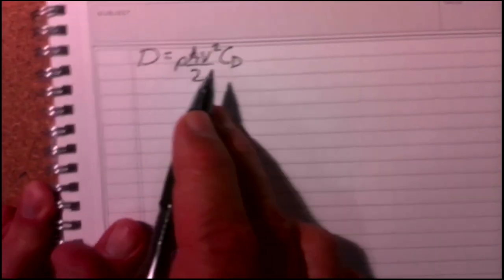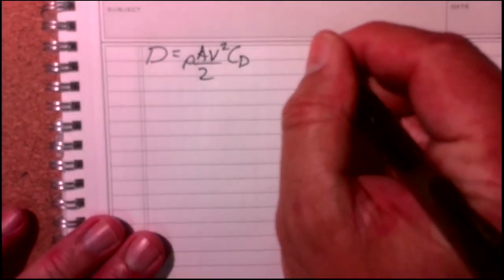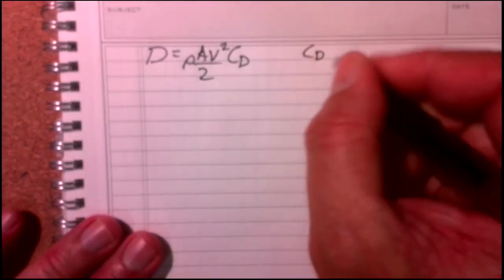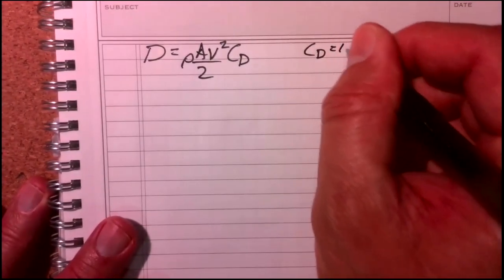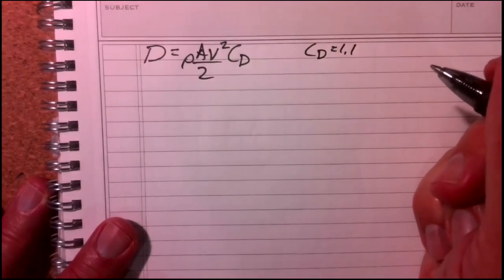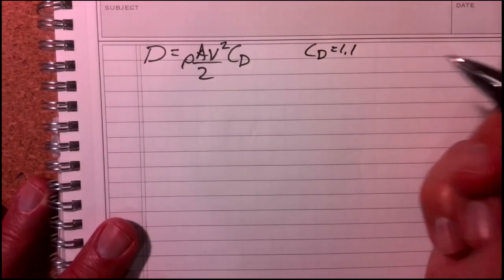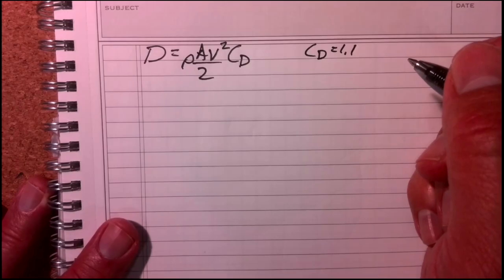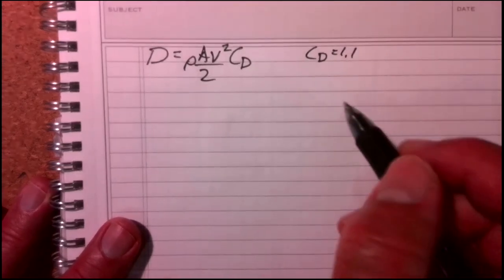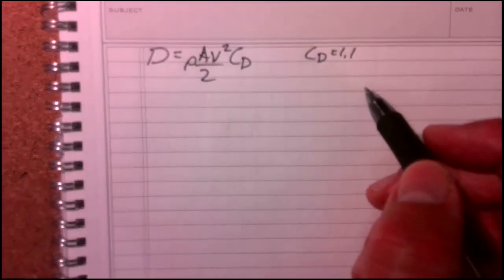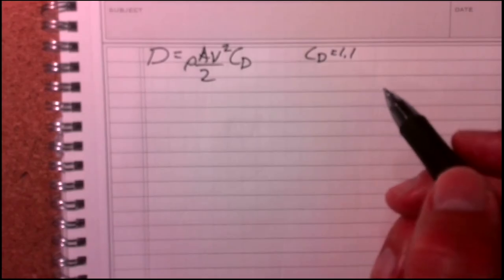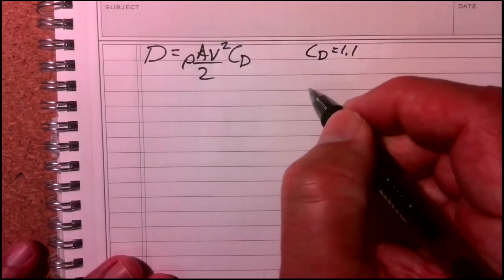So we have the force of drag here, and we'll say that the coefficient of drag for a parachuter is given to us in the presentation as 1.1. Okay, so that's going to be our coefficient of drag. Now, for a person, how are we going to calculate this area?